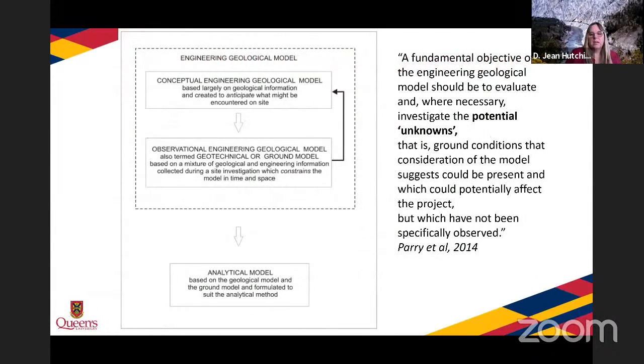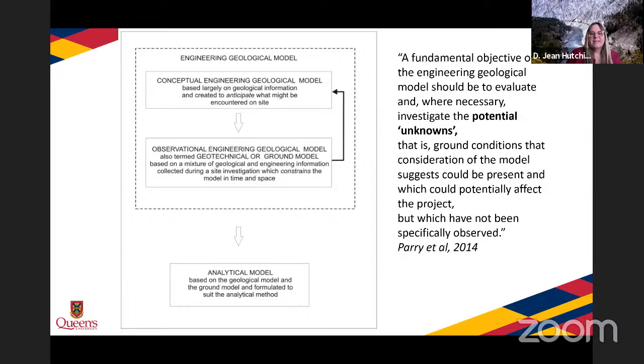In schematic form, you see this diagram from Perry et al. You see on the top the engineering geological model development, which is a feedback loop of thinking about conceptual engineering geological model development based on geological information that's created to anticipate what might be encountered on the site. And as you begin to gain information from site investigation and then from doing the construction work, you can observe the geological model, modify it, and create a ground model. And so this, during the site investigation stage, constrains the model in space and time and refines it. And then this feeds eventually at the bottom to an analytical model, which is based on this geological and ground model and is formulated to suit the method you're working on.